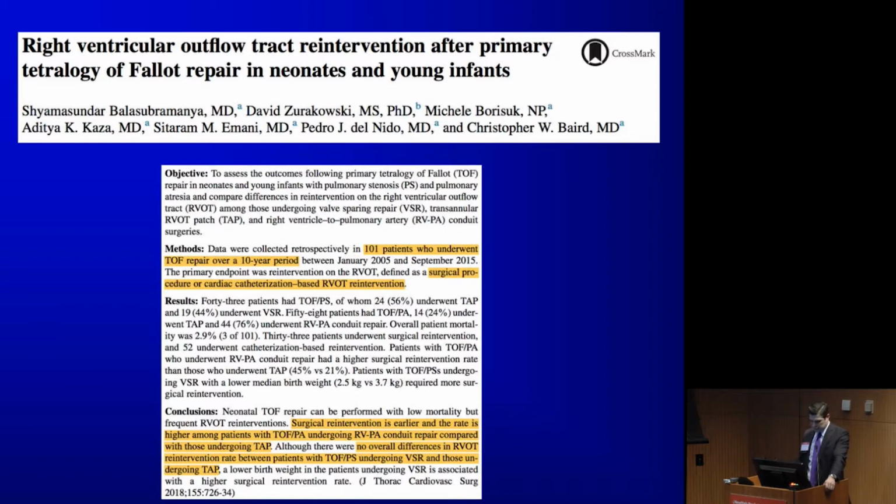They did find, as you'll see, that lower birth weight patients who underwent a valve-sparing approach, they recapitulated the results of the former study I showed you, that those patients had a higher risk of surgical reintervention.